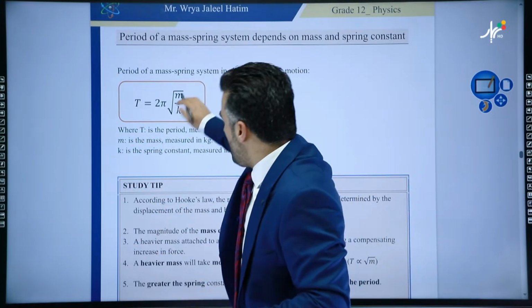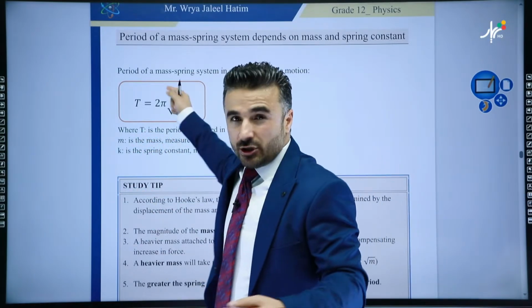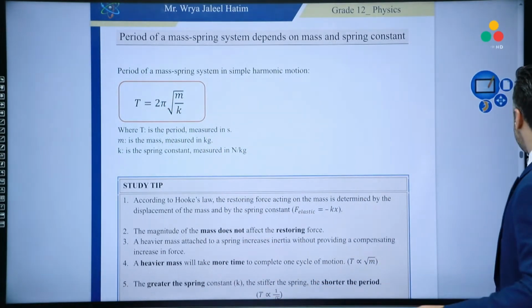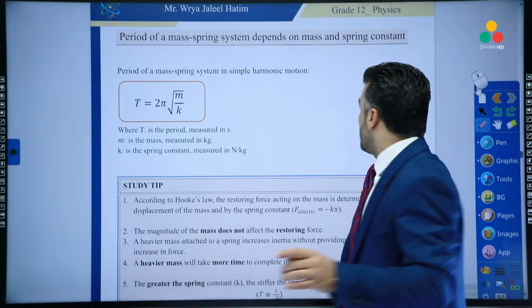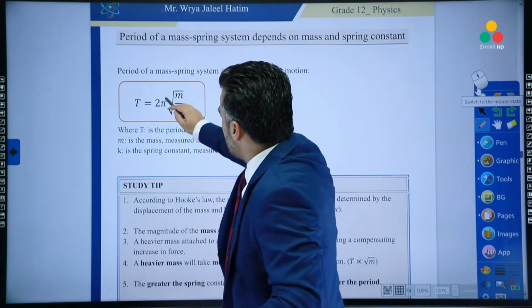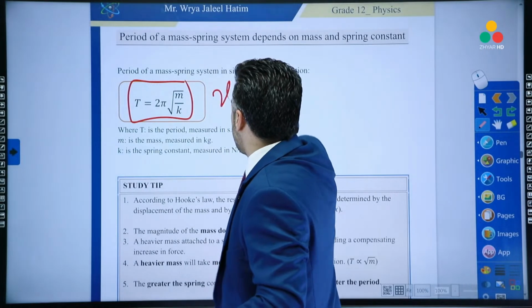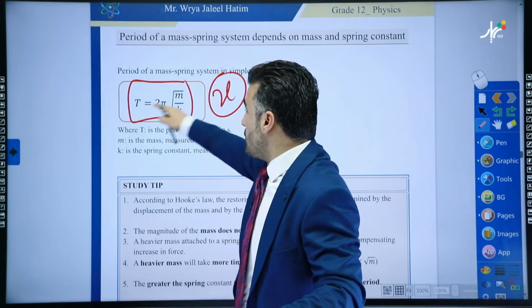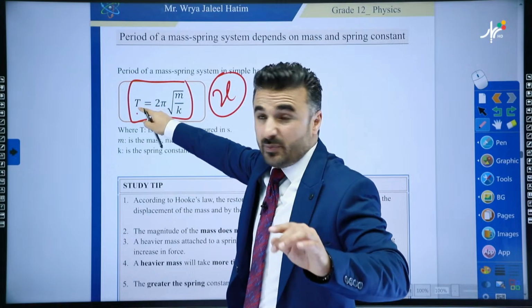Why? Because there is no amplitude in the equation, but of course that would affect something different. And what is that thing? Remember, it would affect the restoring force. You can see that there is no amplitude here, there is no x in here, so increasing or decreasing the amplitude would have no effect on the period of a mass spring system.